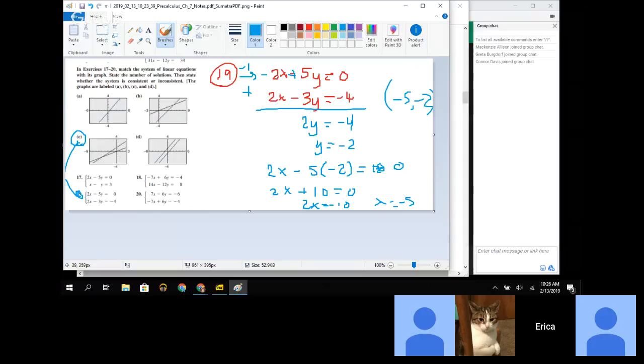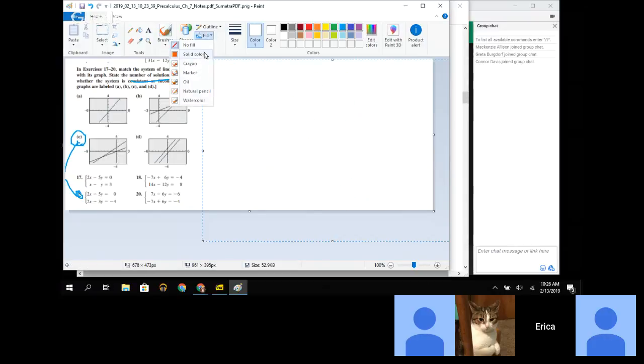So one of the things says state whether the system is consistent or inconsistent. We would call this a consistent system because we know what the solution is going to be. So it's considered consistent. Okay. Can you look at these graphs? You see these two, A and D. One of these graphs is not going to work, right?